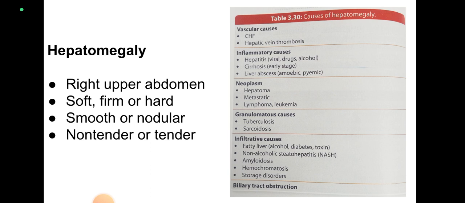Causes for hepatomegaly are vascular causes like congestive heart failure, hepatic vein thrombosis, inflammatory causes like hepatitis, cirrhosis, liver abscess, neoplasm like hepatoma, metastasis, lymphoma, leukemia, granulomatous causes like tuberculosis, sarcoidosis, and infiltrative causes like fatty liver, non-alcoholic steatohepatitis, amyloidosis, hemochromatosis, storage disorders, and biliary tract obstruction.